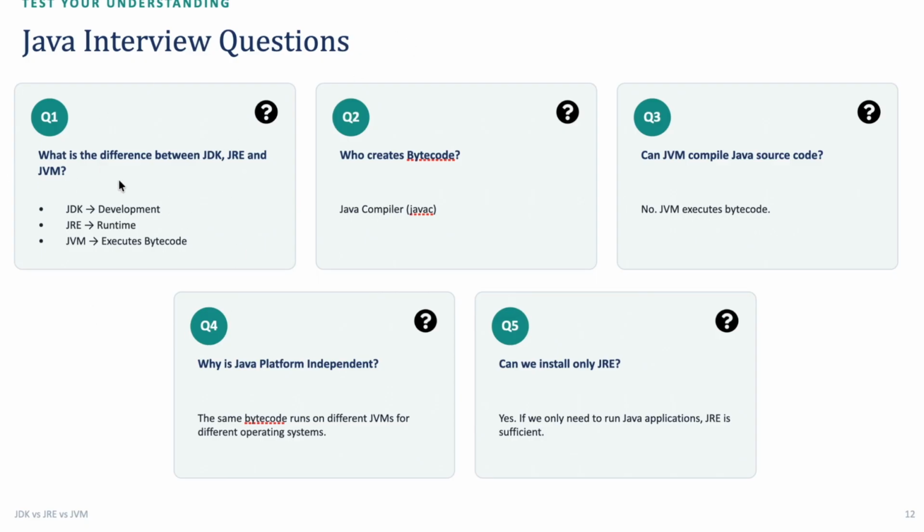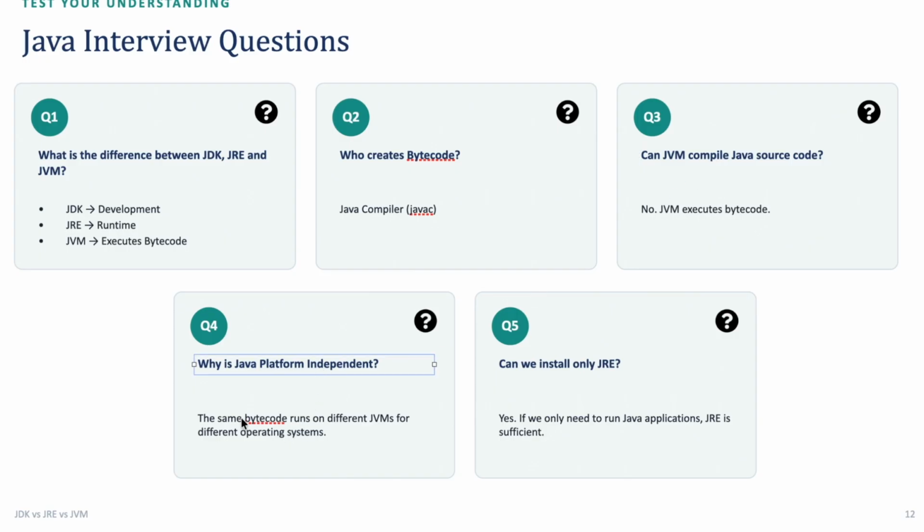Some questions. What is the difference between JDK, JRE and JVM? JDK, Java Development Kit, is used for development. JRE, Java Runtime Environment, gives the environment for running the code. And JVM, Java Virtual Machine, executes the code. Who creates bytecode? The Java compiler, javac. Can JVM compile Java source code? No. JVM cannot compile Java source code. JDK compiles it.